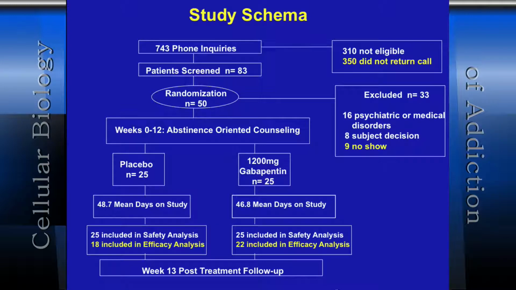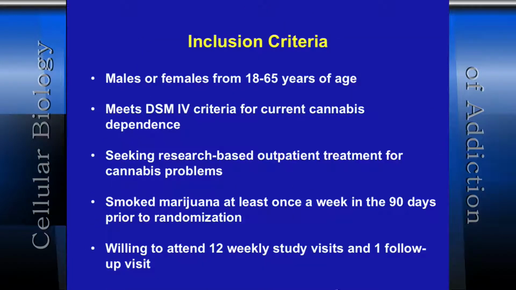Now, these folks differ from human laboratory folks because they're really treatment seekers. But otherwise, the same age range, in this case, meeting criteria for cannabis dependence. We said that they had to have smoked marijuana at least once a week in the 90 days prior to randomization. Everybody was smoking every day. But it was our first study. That's what our 21s are for. We learned about it. And they had to be willing to attend 12 weekly study visits and 1 follow-up visit. Little did we know how flighty they were.